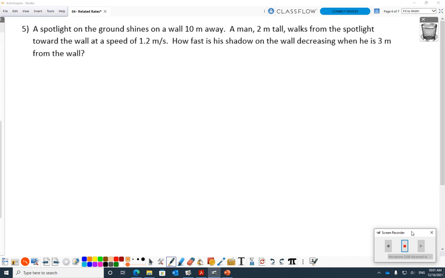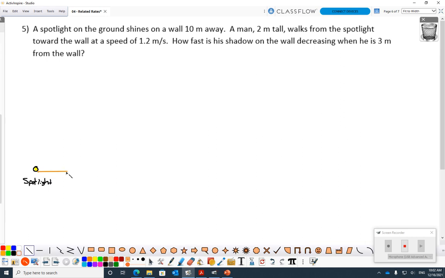Don't read like that. A spotlight on the ground. Okay, spotlight on the ground. Just a second. I got it. All right, here we go. Yellow for spotlight. I don't know if you can see that. There, now you can see it. A spotlight on the ground shines on a wall 10 meters away. Okay, so a wall 10 meters away.